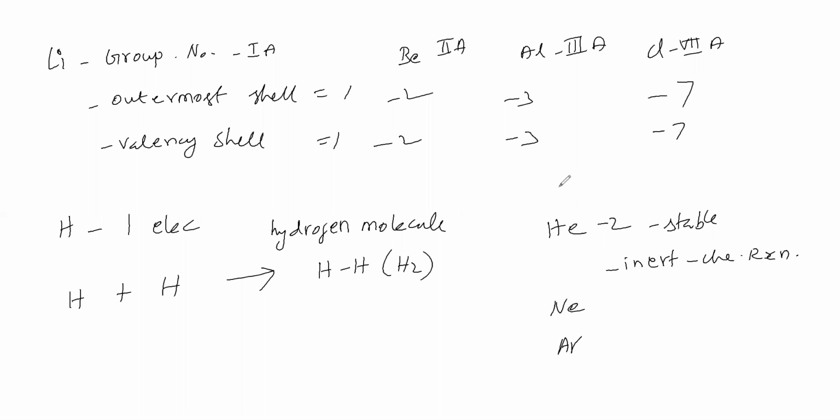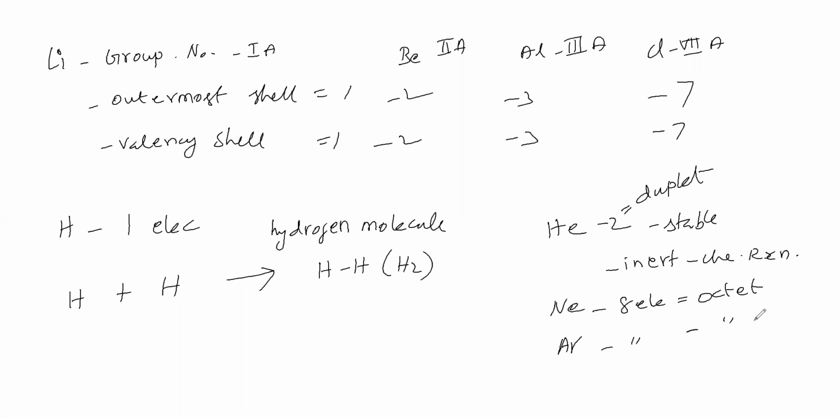That means if the atom is having a duplet configuration, then it is a stable configuration, and it will not go for chemical reaction. Neon means the outermost shell is having 8 electrons. Therefore, it is an octet configuration. If octet configuration is there, then that is stable and will not go for chemical reaction. Argon also, the outermost shell is having 8 electrons, so octet configuration. So, if the species has a duplet configuration or octet configuration, then that species is stable and will not go for chemical reaction.